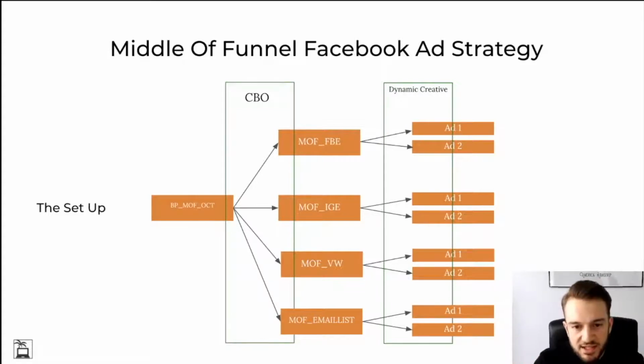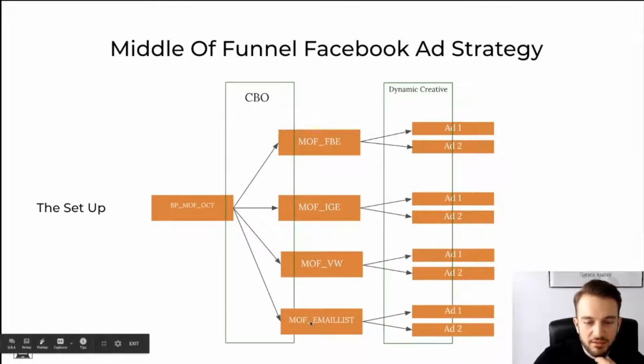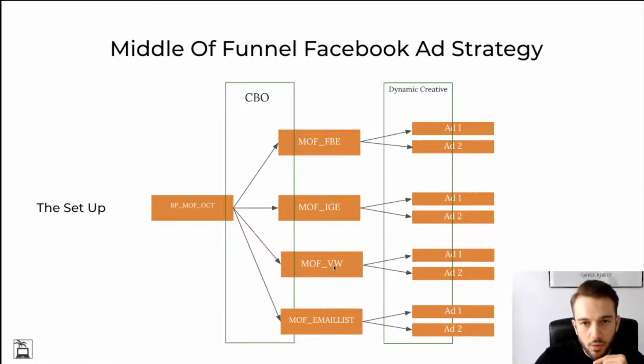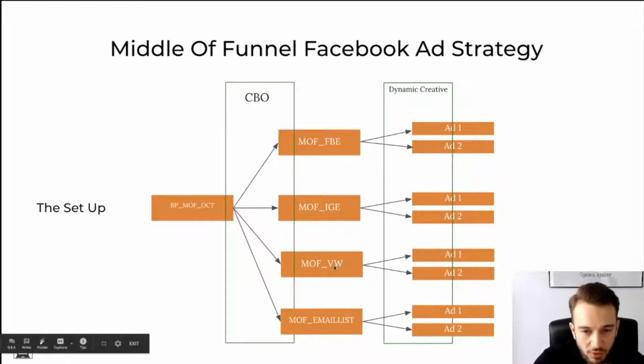In terms of the ad sets, we've got middle of funnel Facebook engagement, middle of funnel Instagram engagement, middle of funnel website visitors. This should be the other way around, it's actually WV, and then middle of funnel email list. Now, if your store is relatively small, what I would do is stack Facebook and Instagram together and only run website visitors. And then again, it depends on the size of your email list if you want to run that as well. So either 2, 3, or 4 ad sets.